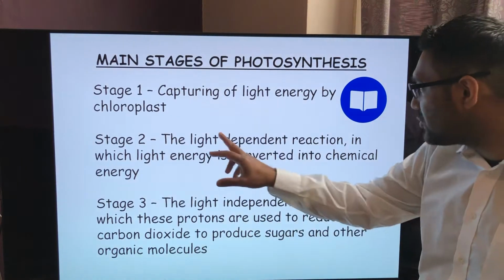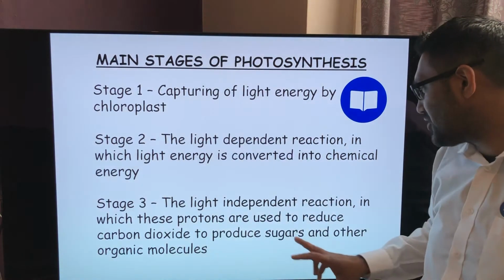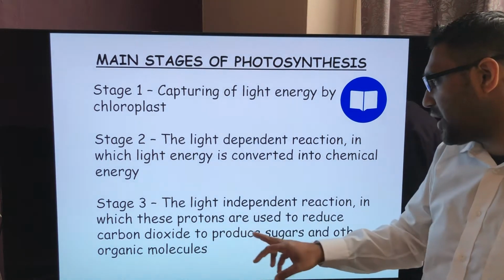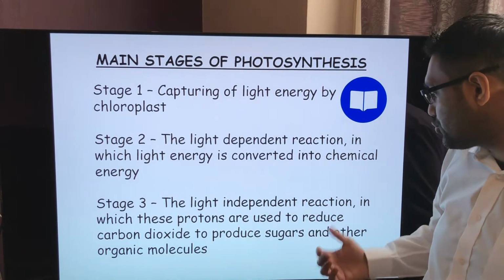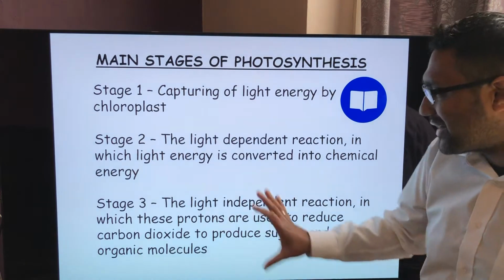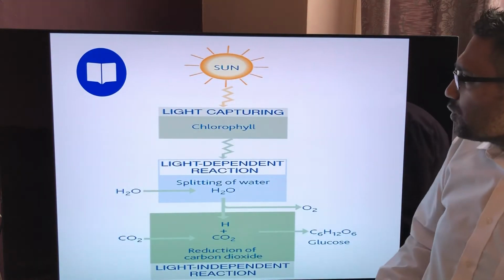The light-dependent reaction depends on light. There needs to be light available. The light-independent reaction is where protons are used to reduce carbon dioxide to produce sugars and other organic molecules. That's the bit where the glucose is made. So that's what the 3 stages look like.